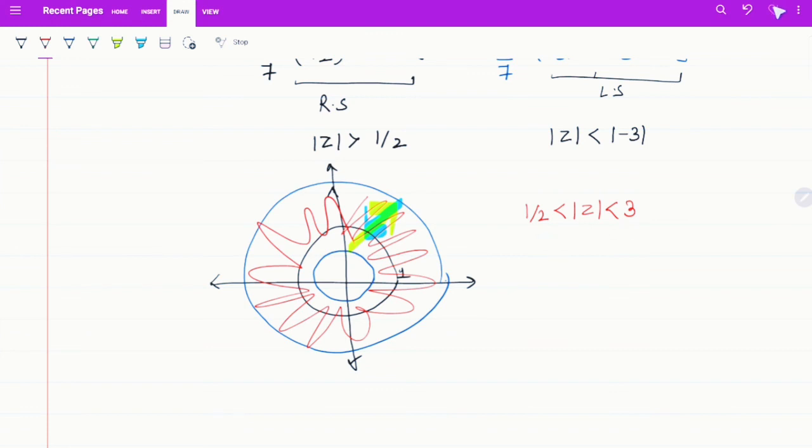Now the signal will be causal if it is a right-sided signal. This is not a right-sided signal, so we can say this signal is non-causal. And since it contains the unit circle, we can say our system is stable. So like this we can find the causality and stability of the system.